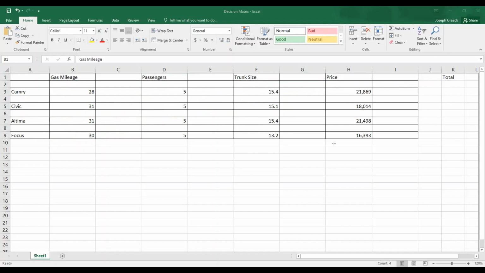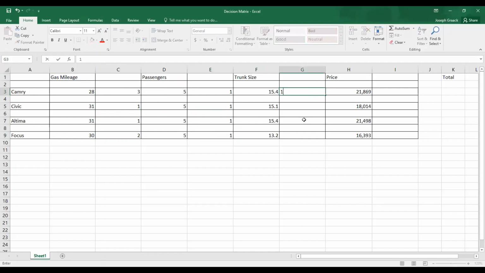And it's a very simple process. You're going to pick things that are most important to you. Here we picked gas mileage, passengers, trunk size, and price. And then you just rank them. So Civic and Altima have the best gas mileage. They get a 1. Focus has the next best. It gets a 2. Camry has the worst. It gets a 3. All of them have the same passenger capacity. 5 people, 4 plus the driver.